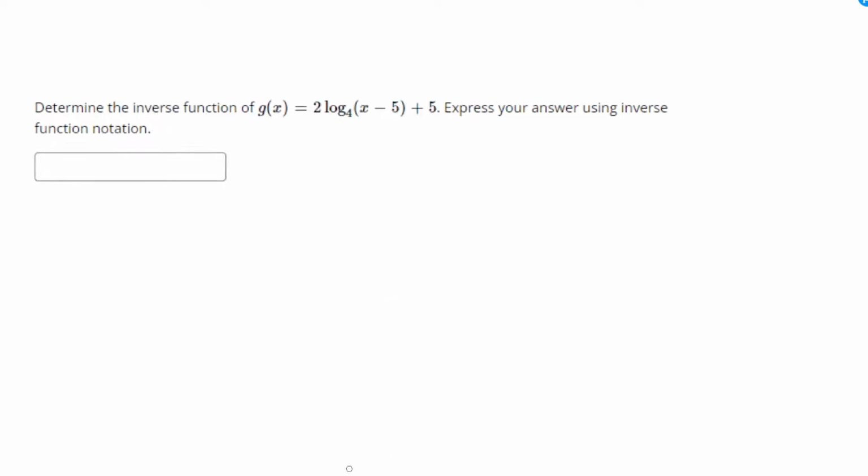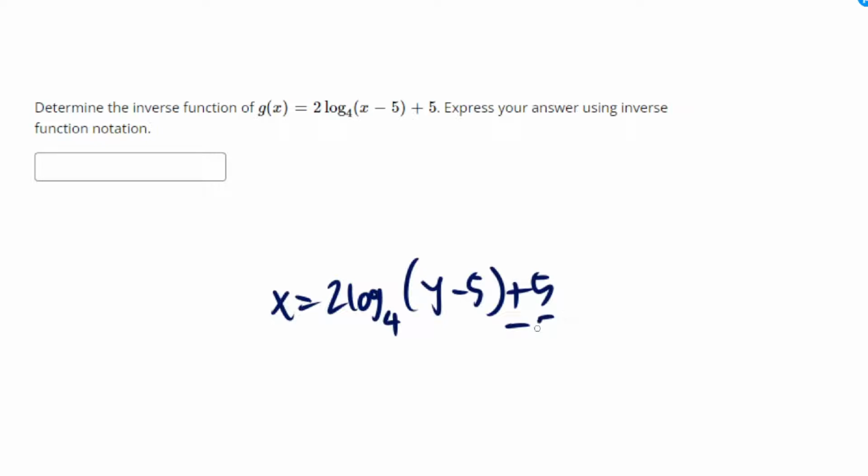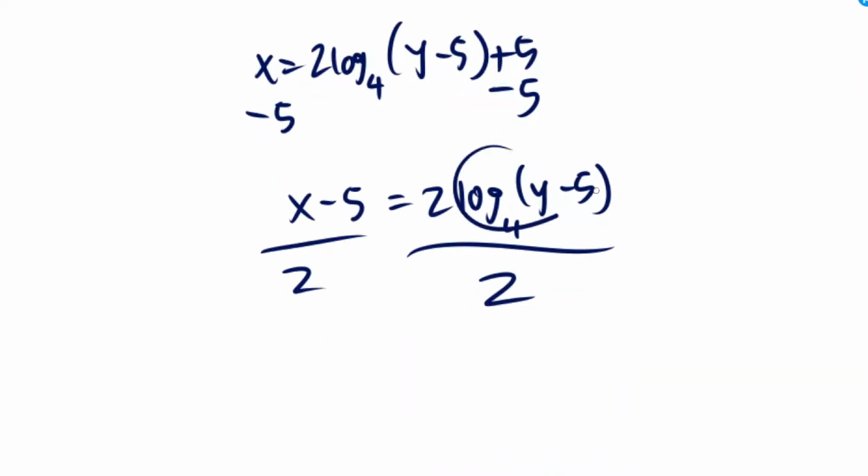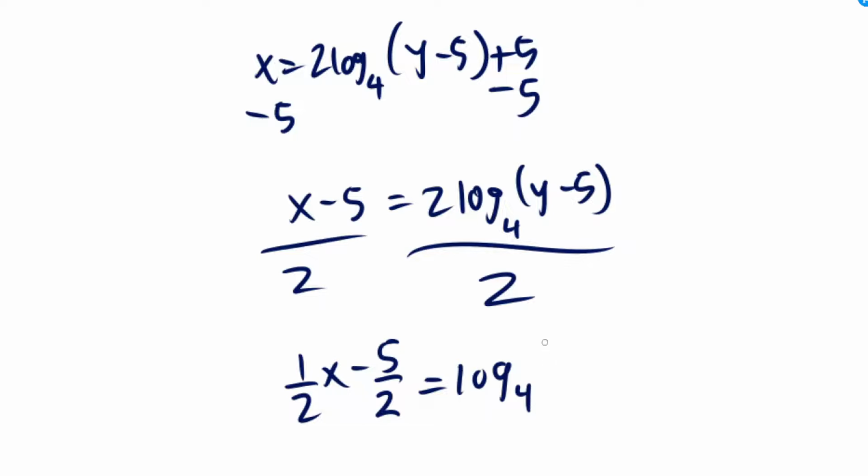Determine the inverse function of g of x equals 2 log base 4 of (x minus 5) plus 5. Again, we swap the x and y. So x equals 2 log base 4 of (y minus 5) plus 5. We need to subtract 5 from both sides first before we change anything. So we have x minus 5 equals 2 log base 4 of (y minus 5). Now we need to divide both sides by 2. It's sort of like pretending the log is an x, or a z. So now we have 1/2 x minus 5/2 equals log base 4 of (y minus 5).